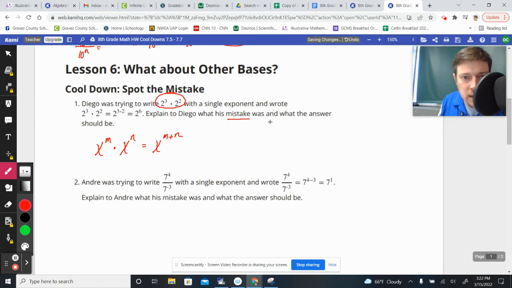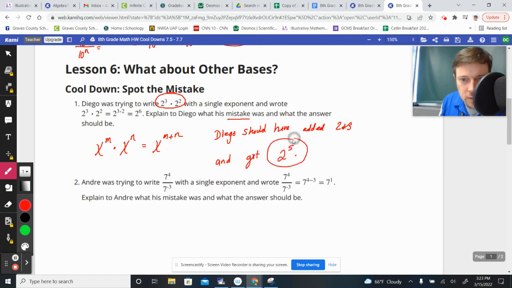So the mistake that was made is Diego should have added 2 plus 3, right? He should have added 2 plus 3, not multiplied them, and got 2 to the 5th power, which is the correct answer for this. All right, so there's the problem that he made. He didn't use the rule right. He was supposed to be adding them, which would be right here. It should have been a plus.